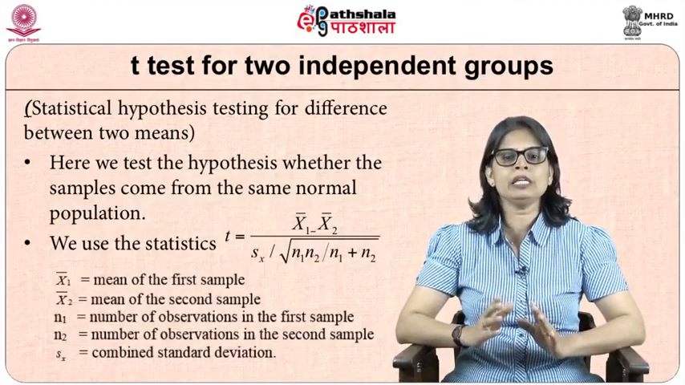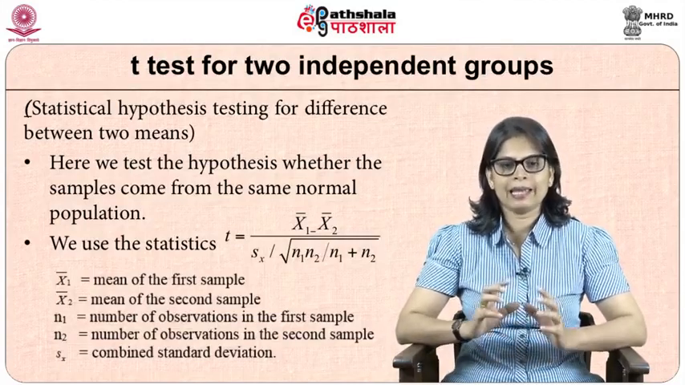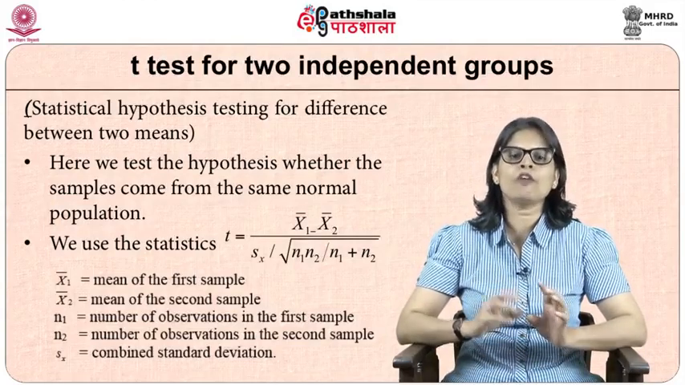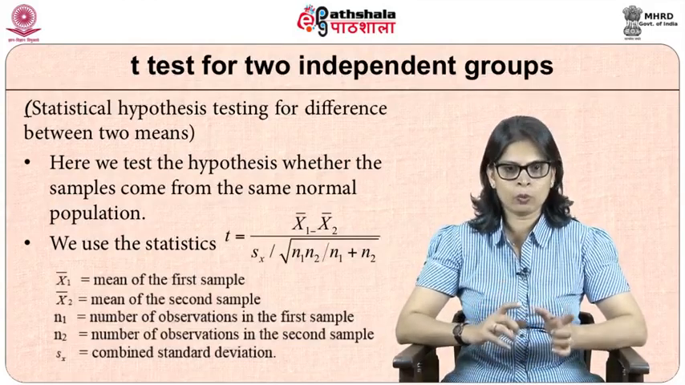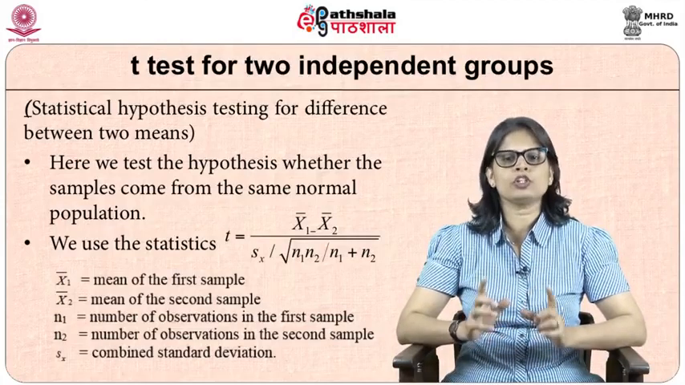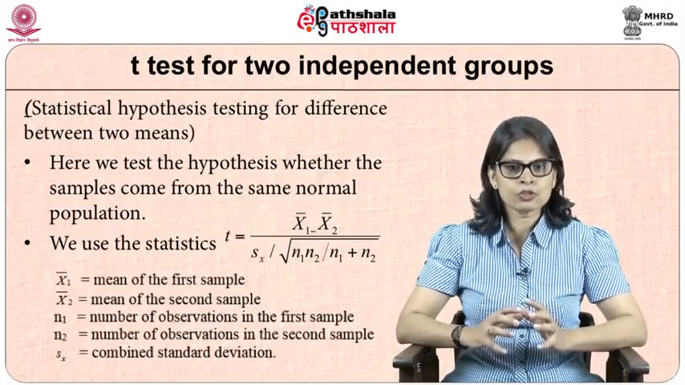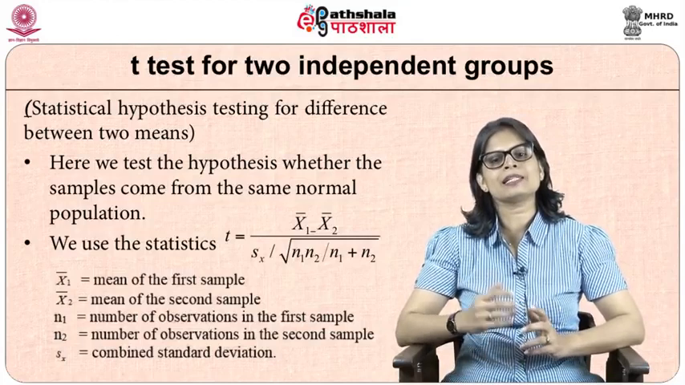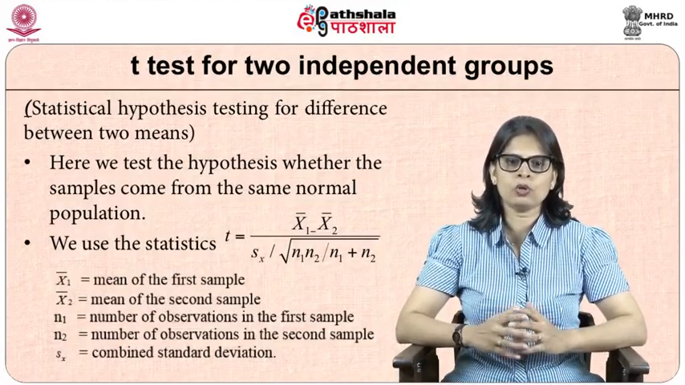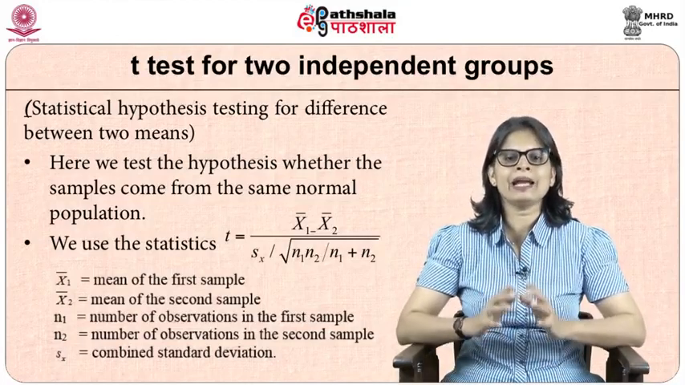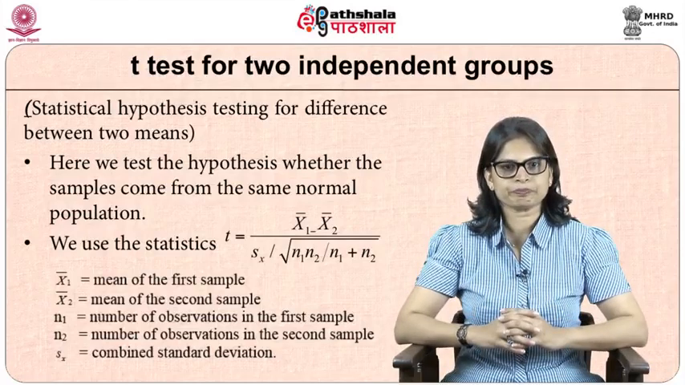x1 bar is the mean of the first sample, x2 bar is the mean of the second sample, n1 is the number of observations in your first sample, n2 is the number of observations in the second sample, and as you all know, small sx is the combined standard deviation.